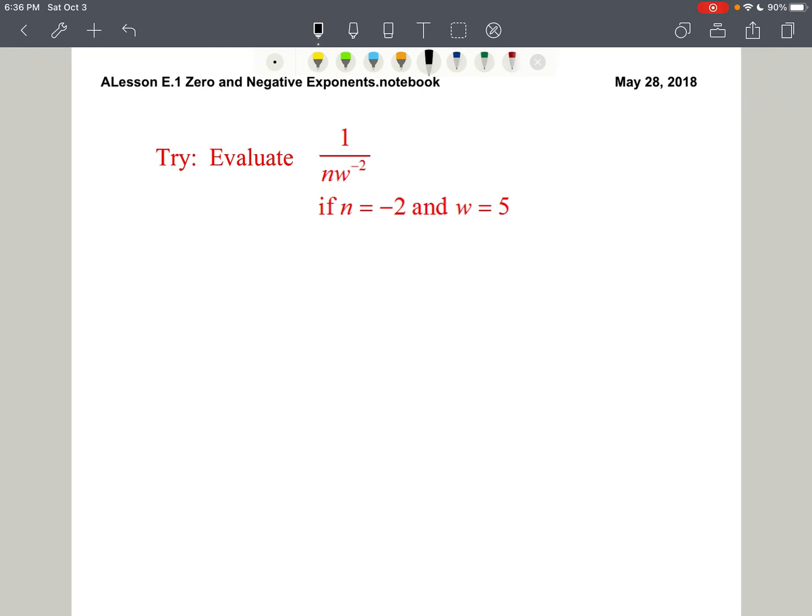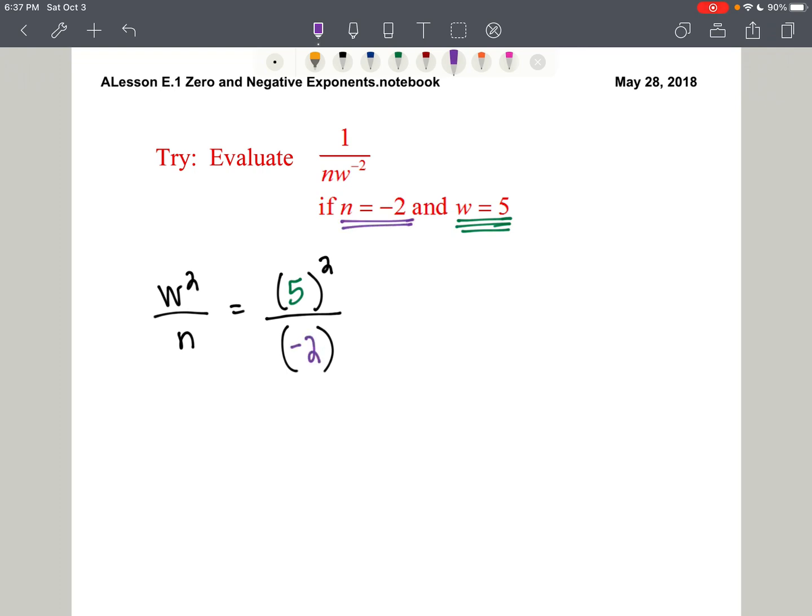Okay, welcome back. If you simplified this to be w squared over n, you did well. Then if you put parentheses in place of the w to the 2nd power and parentheses in place of the n, you did really well. And then in place of the w, we're going to put a 5, and in place of the n, we're going to put negative 2. So we have 25 over negative 2.